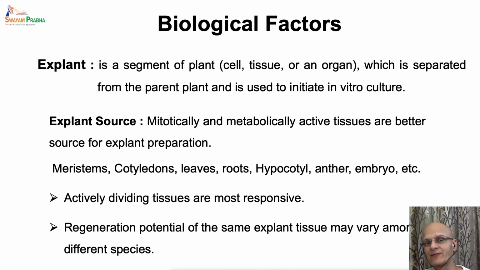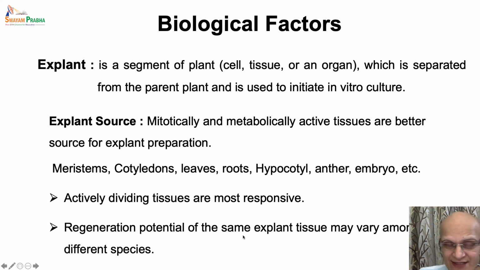For example, if we take the leaf tissue or the cotyledon tissue and compare monocots versus dicots. In tobacco or tomato, we can use leaf segments to initiate the culture, and it is very successful; they are frequently used in tissue culture protocols. However, if we talk about monocots like rice or sorghum, leaf segments do not respond at all. It is very difficult to induce a callusing response from the leaf tissues of these plants.